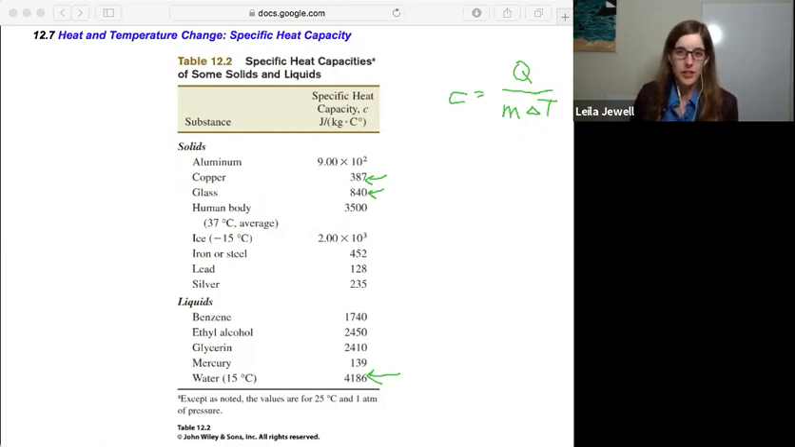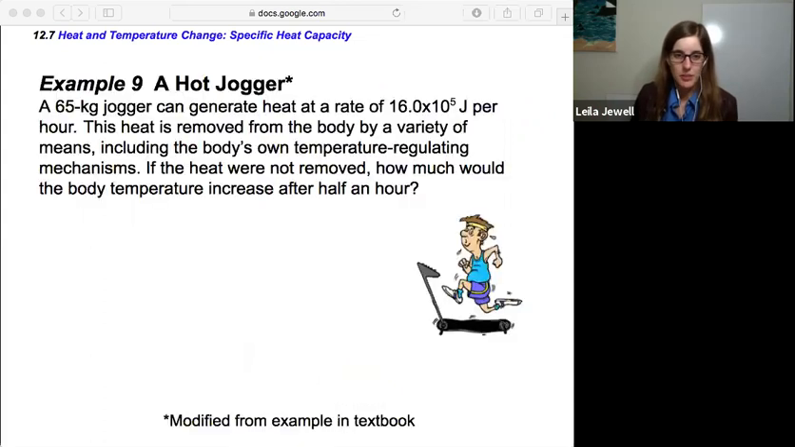So let's check out an example of how this heat flow can relate to changing the temperature, the specific heat capacity. This is a modified version of example 9, a hot jogger. A 65 kilogram jogger can generate heat at a rate of 16 times 10 to the 5th joules per hour. This heat is removed from the body by a variety of means, including the body's own temperature regulating mechanisms. If the heat were not removed, how much would the body temperature increase after half an hour?